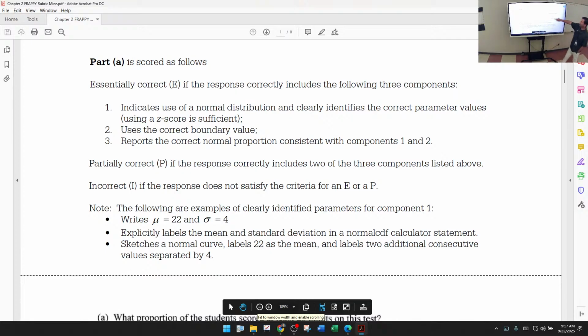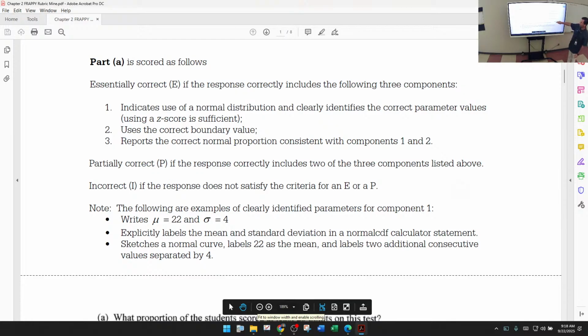Essentially correct if the response includes the following 3 components. So you need these 3 components to get an E. You need a use of a normal distribution and clearly identifies the correct parameter values, such as using the Z-score is sufficient. Using correct boundary value, reports the correct normal proportion consistent with components 1 and 2. Partially correct if you include only 2 of those 3. Incorrect if it does not satisfy an E or P.